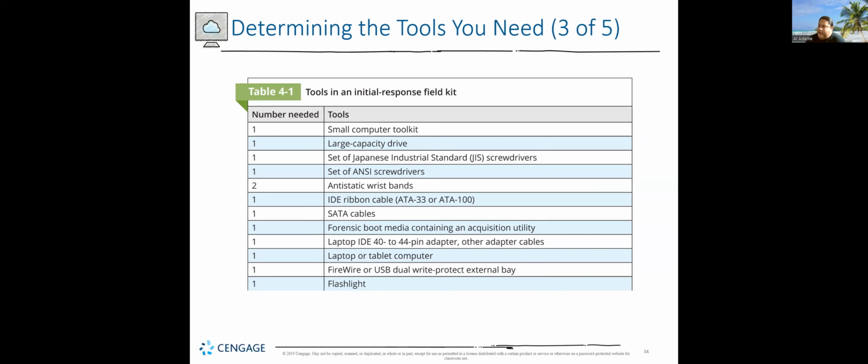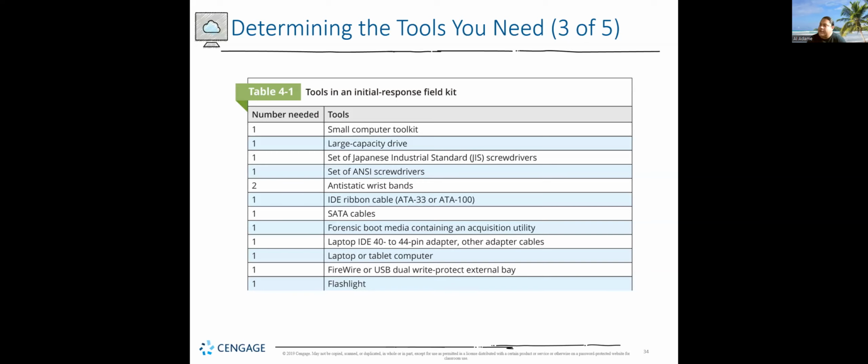Tools and initial response field kit. So in the basic, your initial get-out-there bag: a small computer toolkit, like an iFixit kit. A large capacity drive, terabytes, huge terabytes, a 3 terabyte SSD or whatever, 4 terabyte, 8 terabyte, enough to back up practically anything.